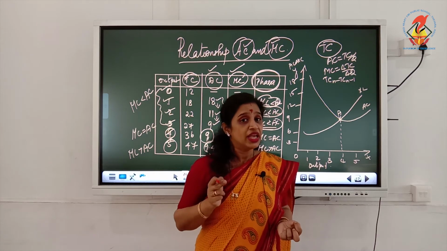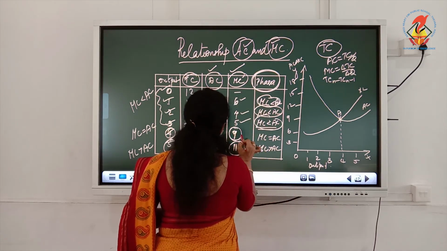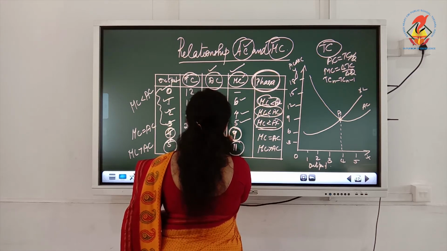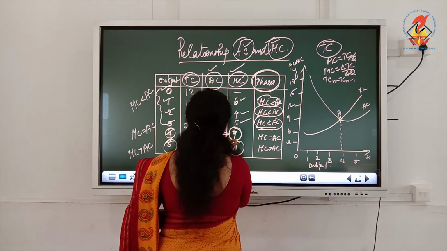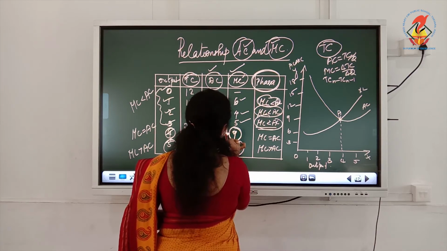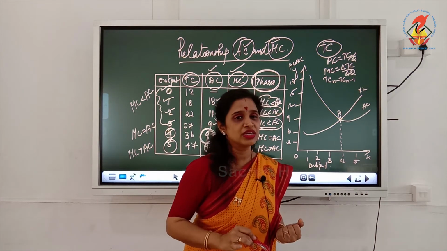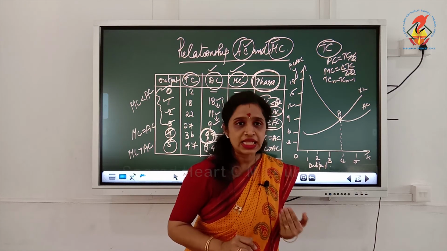Now when MC is equal to 9 and AC is equal to 9, see, both are constant, isn't it? Both are constant. So if MC is constant and AC is constant, both will be the same. MC will be equal to AC.